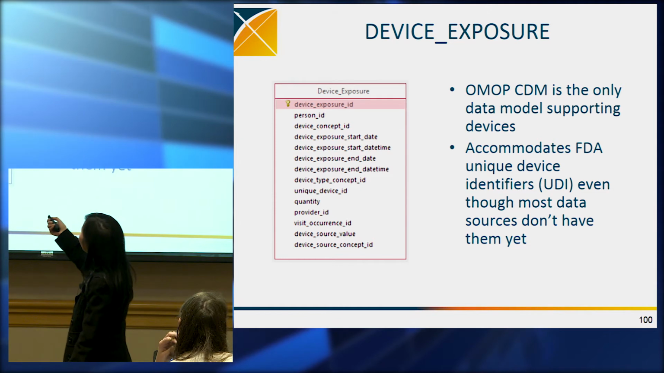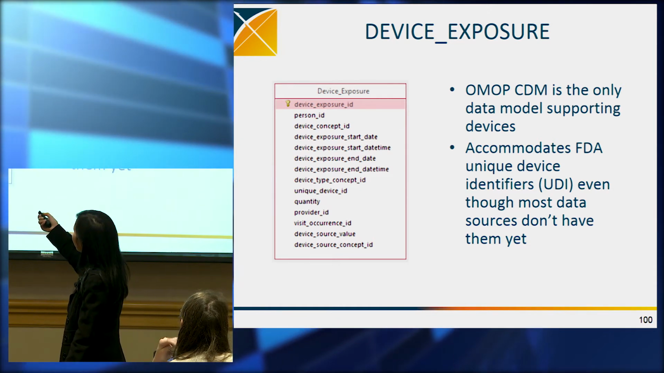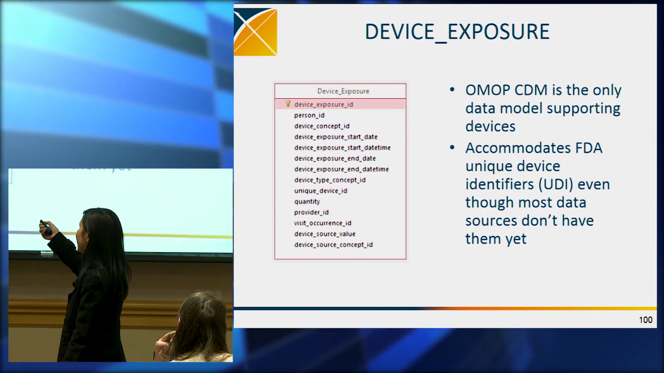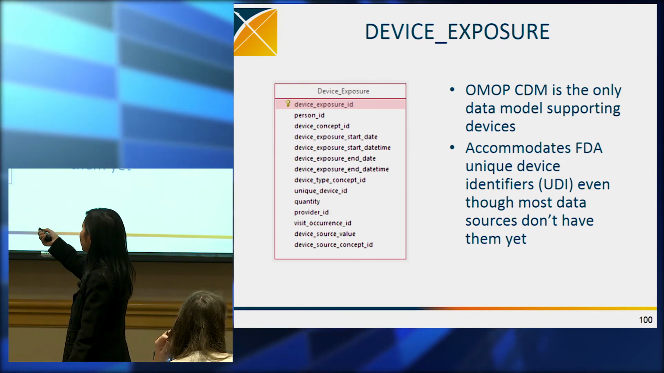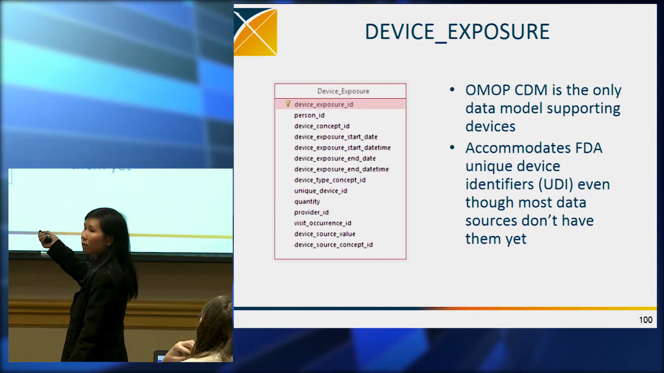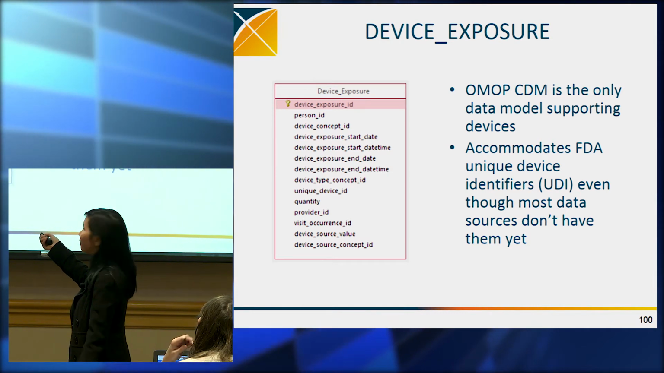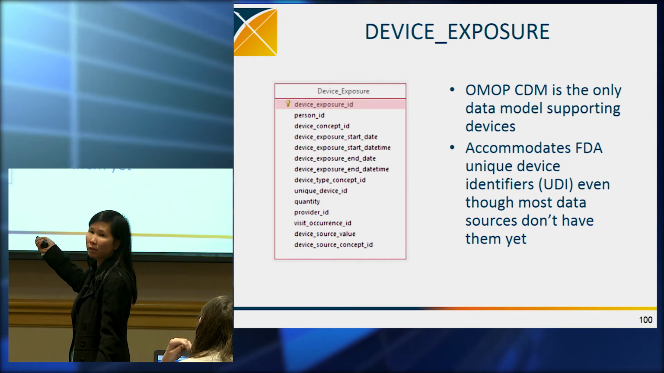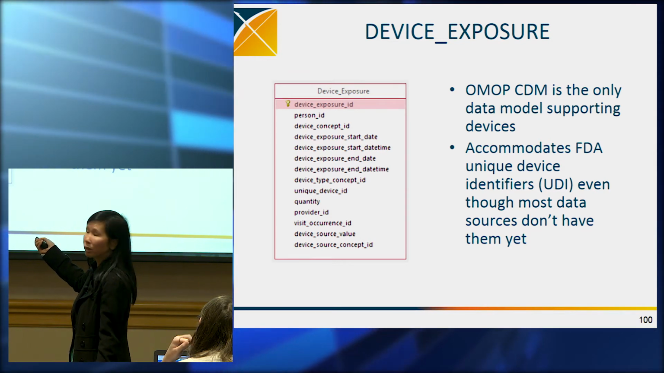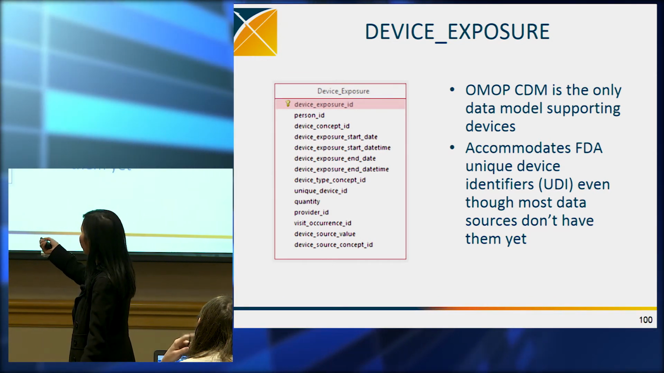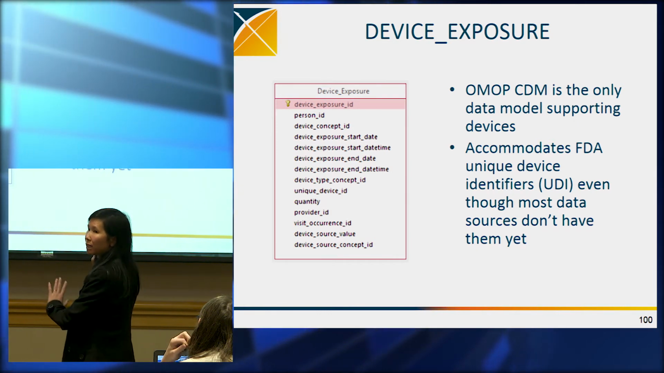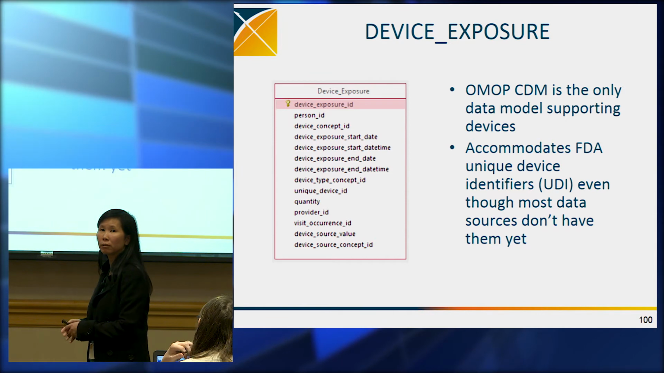Very similar to the other tables, you'll see the device exposure ID, then the person, the dates, the unique device ID, the quantity, the provider who prescribed the device, and the visit occurrence if you got it via a visit. It doesn't have to be; it could have been mailed to you, and then you wouldn't have a visit. And then the source value and the source concept IDs. So all your device information would be stored in here.